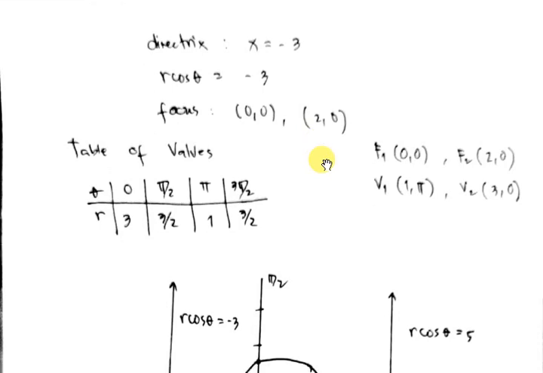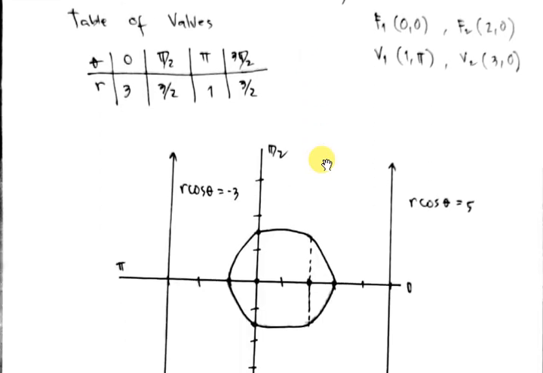Then for the table of values, we have theta and r. Just substitute these theta values in our r. Then we have these values of r. Plotting these points, since our graph is an ellipse, we should get an ellipse.